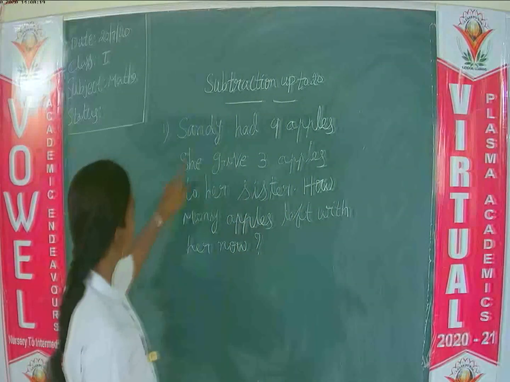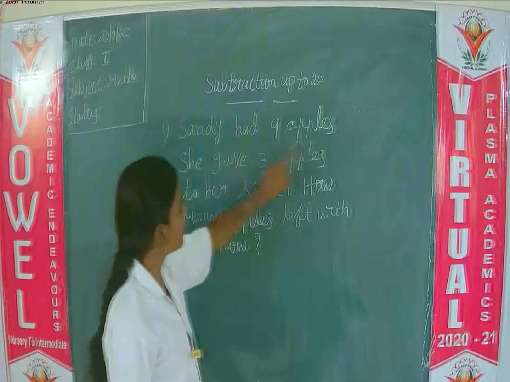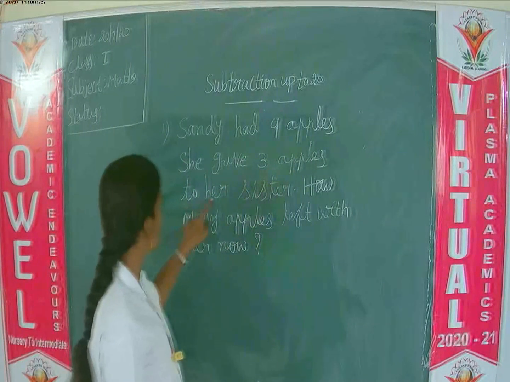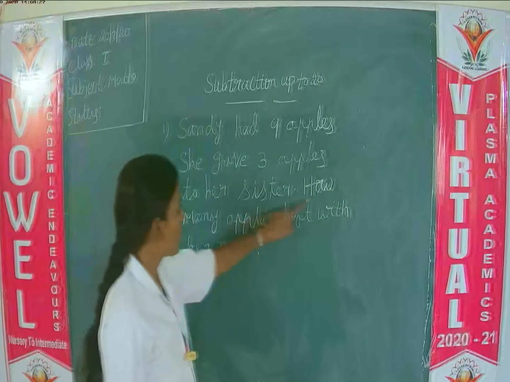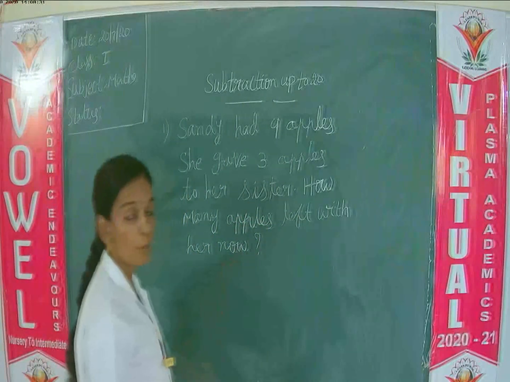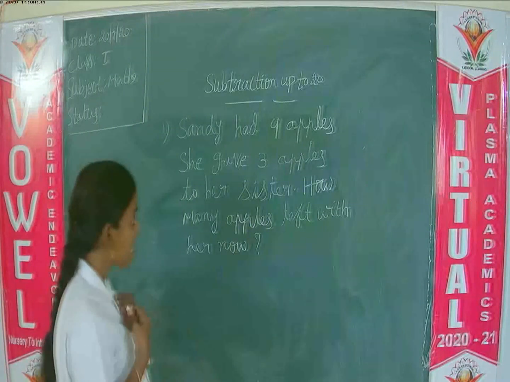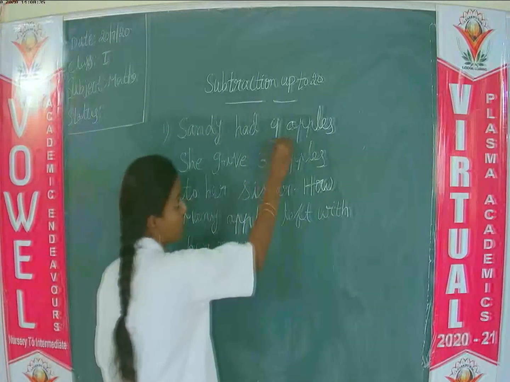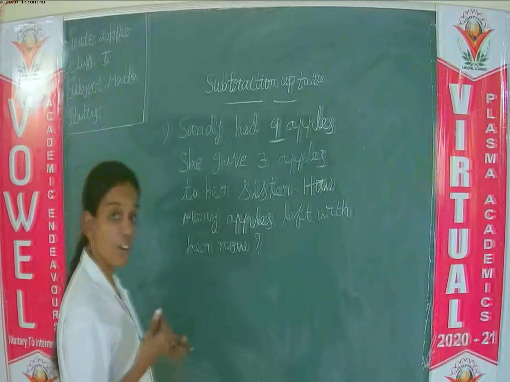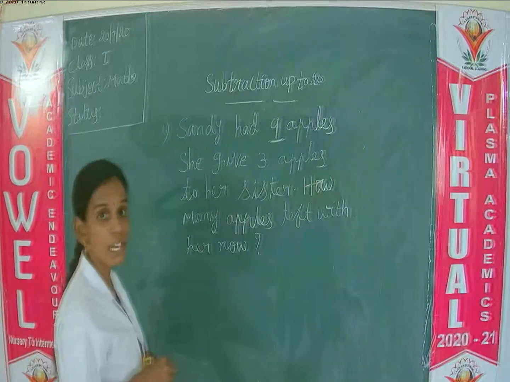See, children, Sandy had 9 apples. She gave 3 apples to her sister. How many apples are left with her now? First, Sandy is having 9 apples. She gave 3 apples to her sister. So after giving, how many are left with Sandy?